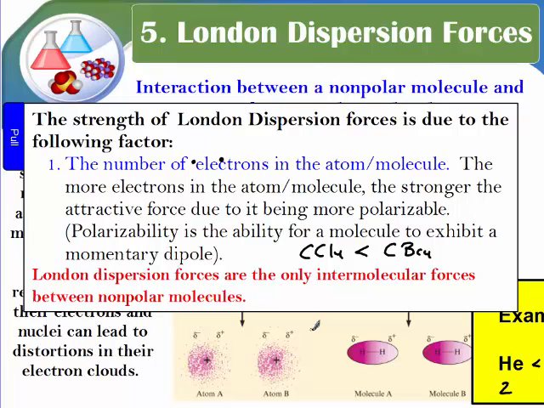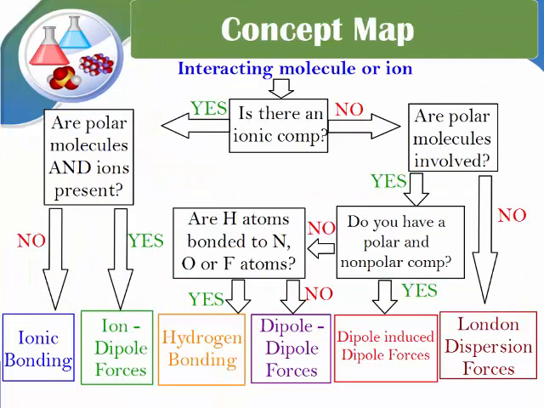So it's hard to keep all of these different IMFs in your head and identify which type is which. So open your notes to the middle section where you have that blank page. So go ahead and draw this concept map. Real quick, let's go through your concept map.